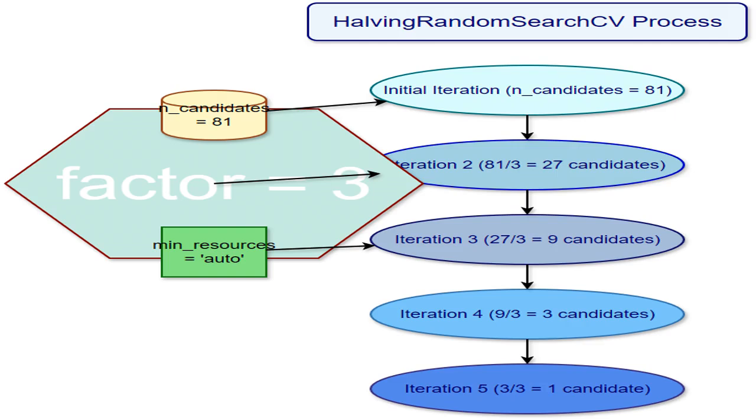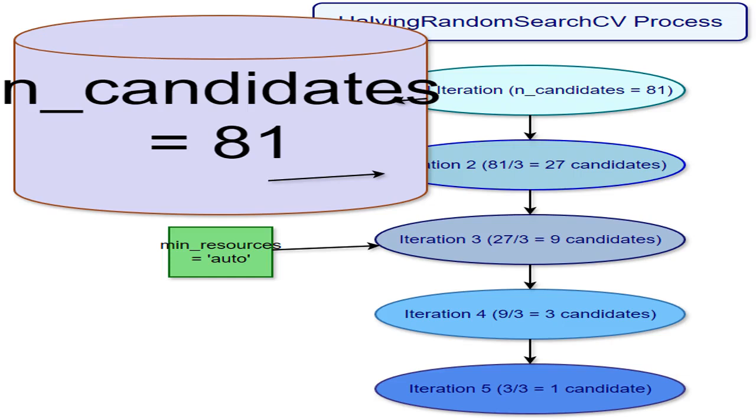I'm setting the factor to 3. This means that after evaluating candidates, I'll only keep the top 1/3 for the next round. It's like a survival of the fittest competition. I'm starting with 81 candidate sets of hyperparameters. This is my initial pool of options to test.